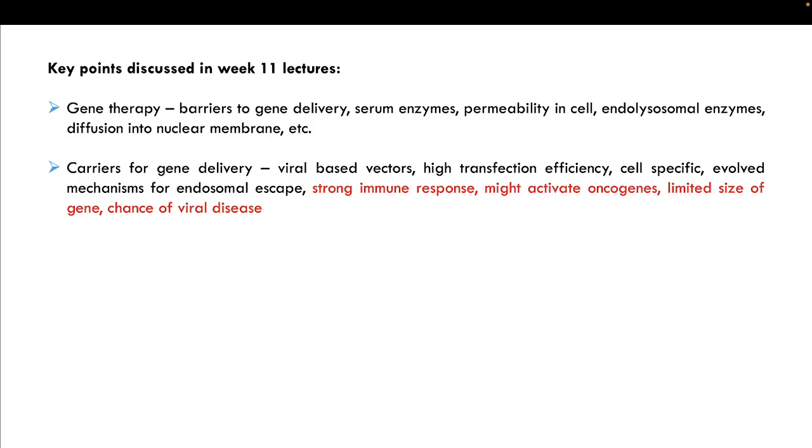Now we also have certain disadvantages with using viral based vectors, namely strong immune response, because now this is a virus infecting a cell, injecting the DNA material. There is a chance that the body might have a very strong immune response against this vector. It might activate oncogenes, because we now don't have control of where that gene is going to be integrated into the cell. It can integrate anywhere, and in that process it can activate oncogenes. Oncogenes are nothing but genes that lead to cancer.